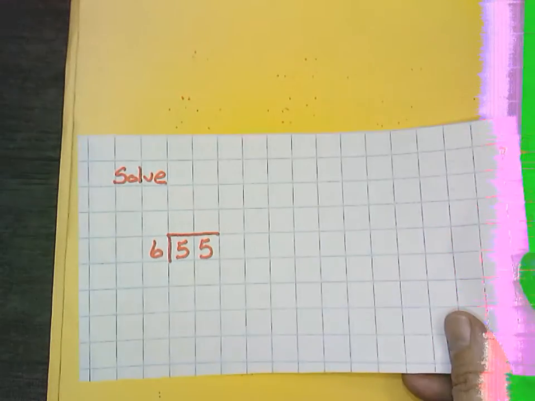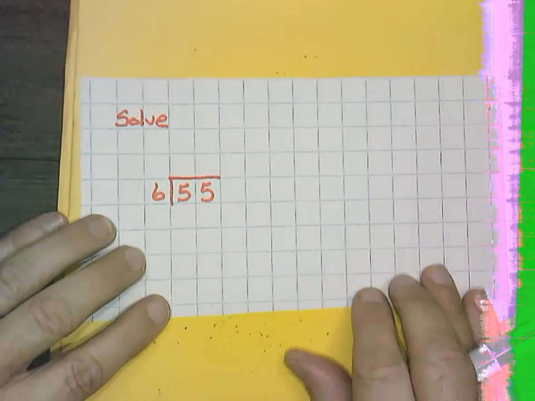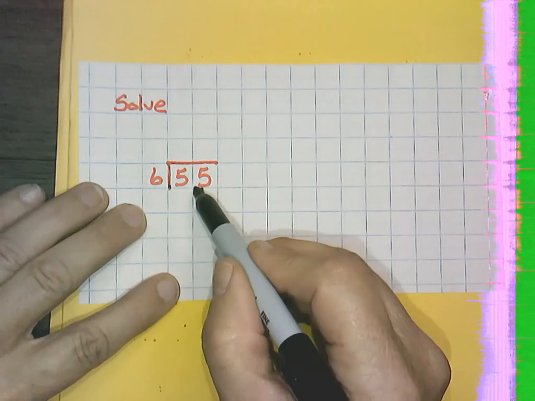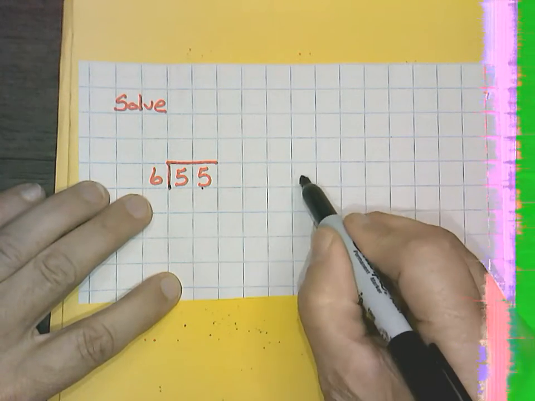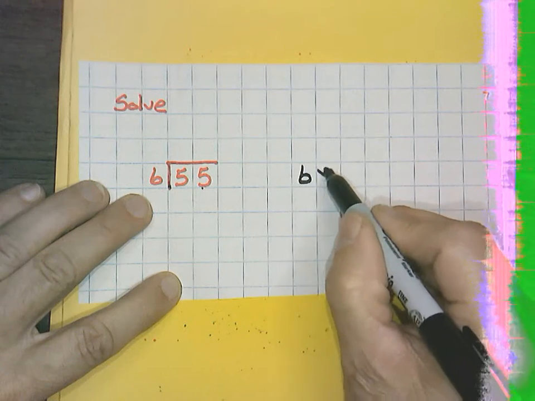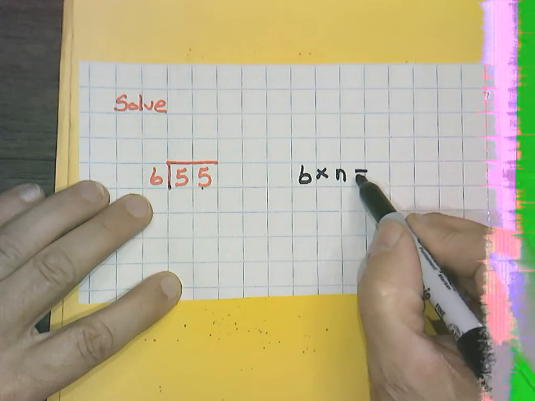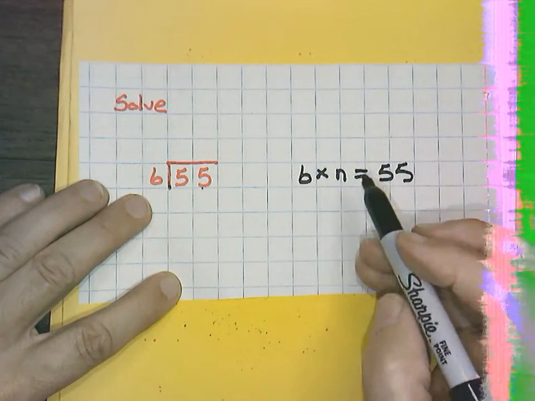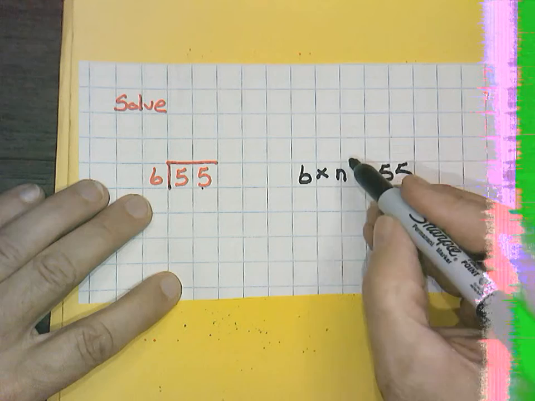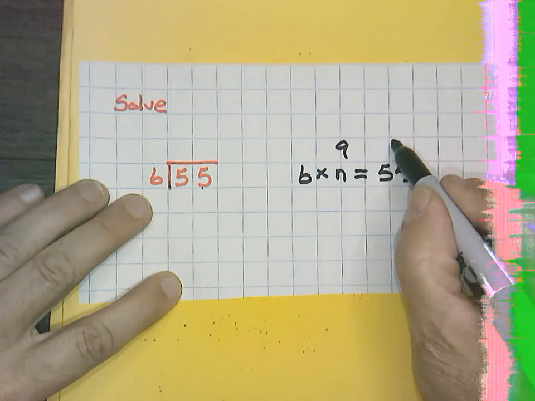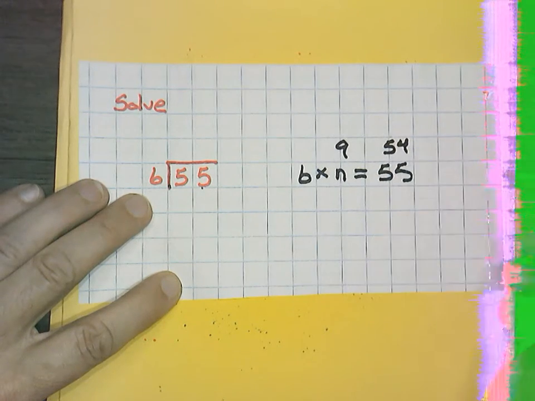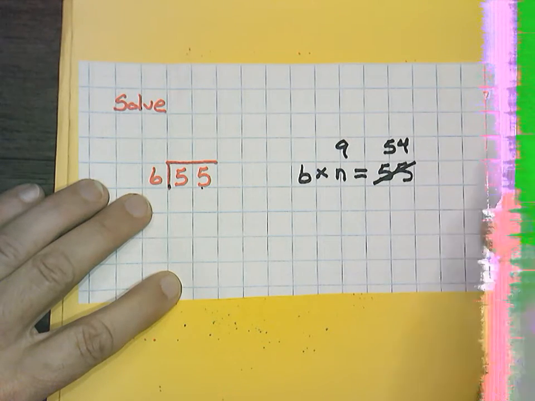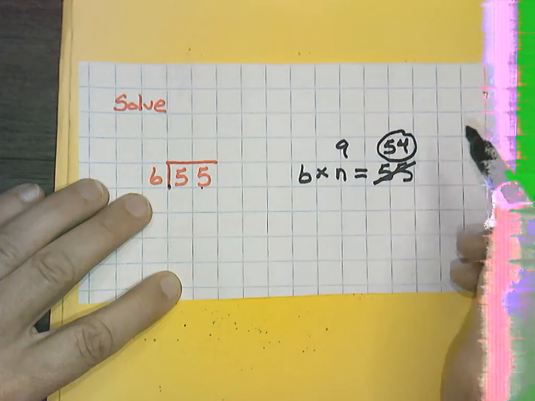One or two more. 55 divided by 6. If you want to pause, go ahead and solve. I'm going to use my division problem to create a multiplication equation. 6 times my unknown number, which I'm calling n, is equal to my 55. I know that if I multiply 6 times 9, that'll get me really, really close, but it's still not 55. So I'm going to scratch 55. It's actually 54, which is close.